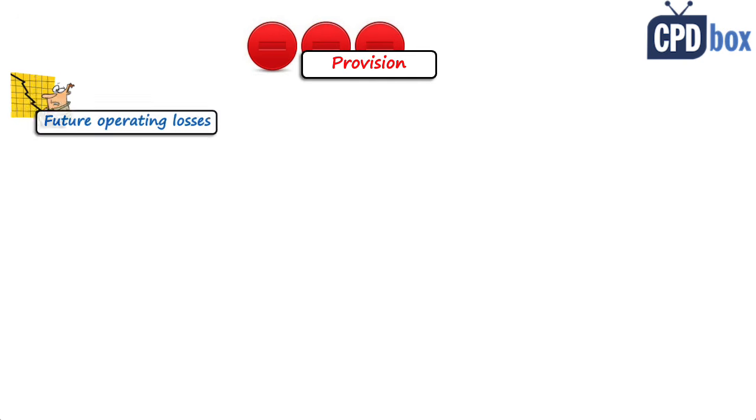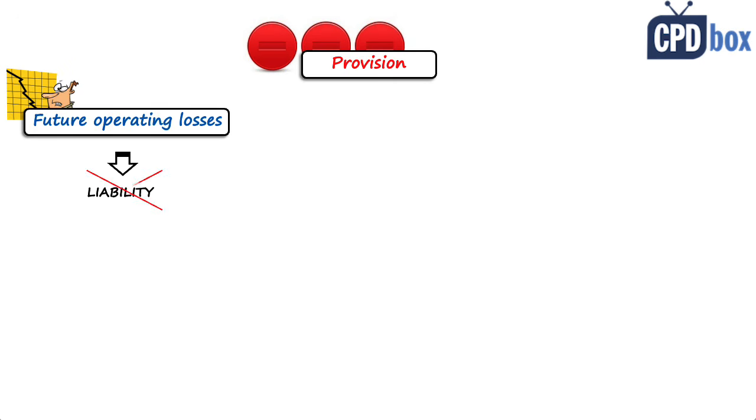The first one is future operating losses. Well, future operating losses do not meet the definition of a liability because there is no past event, so the entity has no obligation, neither legal nor constructive, and therefore standard IAS 37 prohibits recognizing a provision for future operating losses. But instead, expectation of future losses might indicate that some assets are impaired, and therefore an entity must perform an impairment test and recognize some potential impairment in accordance with IAS 36.